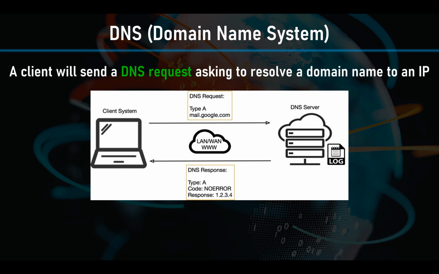So let's see how DNS works then. A client is going to send a DNS request asking to resolve a domain name to an IP. When it says resolve, it just means convert a domain name to an IP. So if we see here, this is the client, just our device. That's going to send a DNS request.